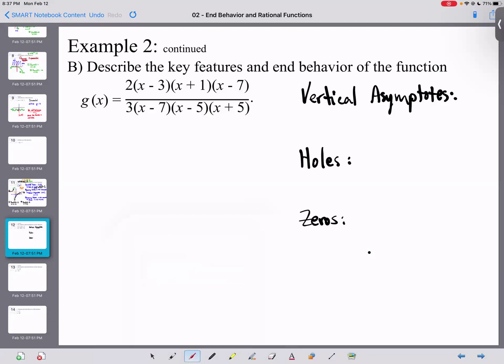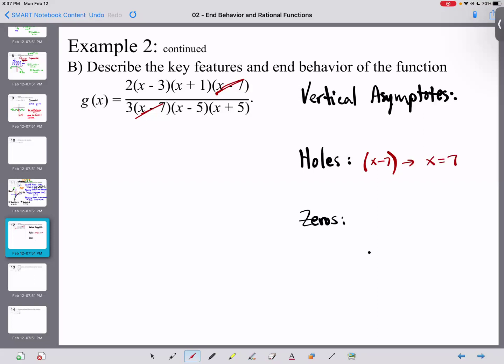What can I do to simplify this equation? Cancel out the x minus 7. That's right. So what does that become? A vertical asymptote or a hole? A hole. That's right. So the canceled factor is x minus 7, which means we'll have a hole at x equals what value? 7.